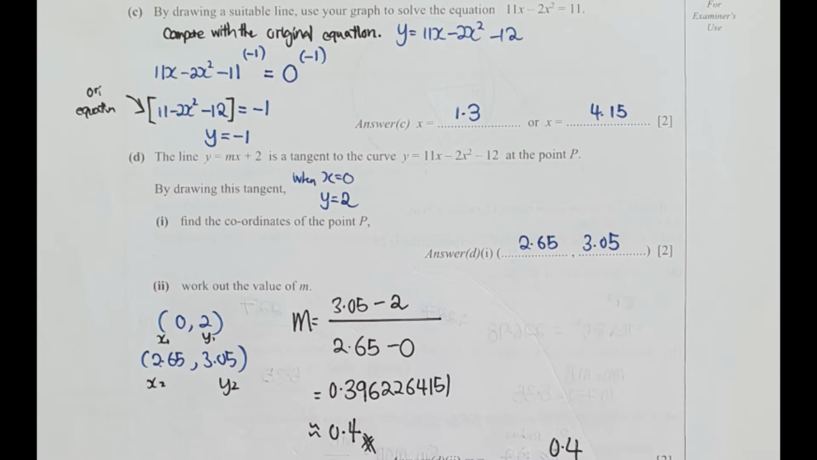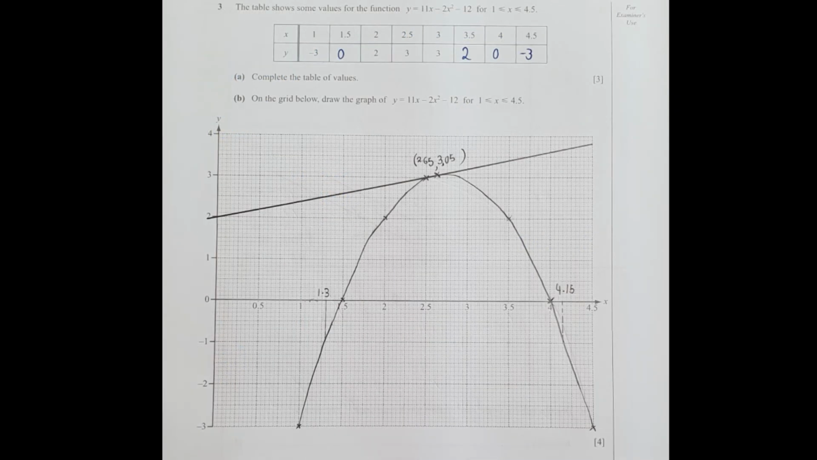So when your y is -1, there are two results, which are 1.3 and 4.15. There's nothing to worry about if your answer is different from mine, the reason being there's an acceptable range, because when each of us draws the graph, it may slightly deviate. As long as the answer falls within the range, you should be able to score it.